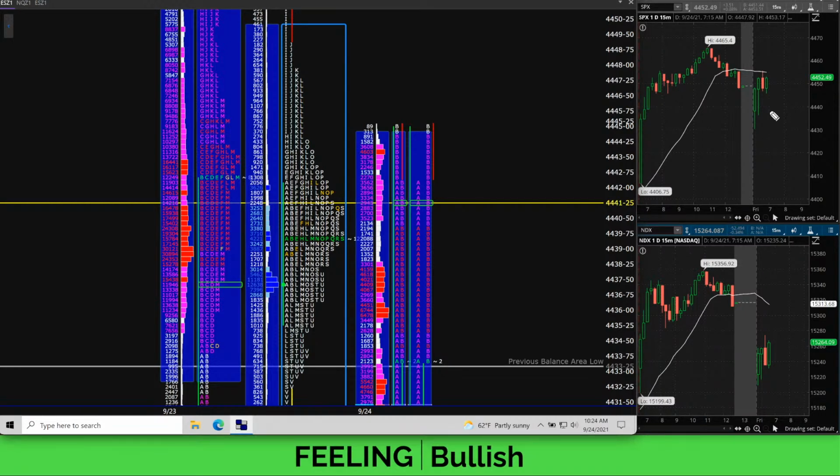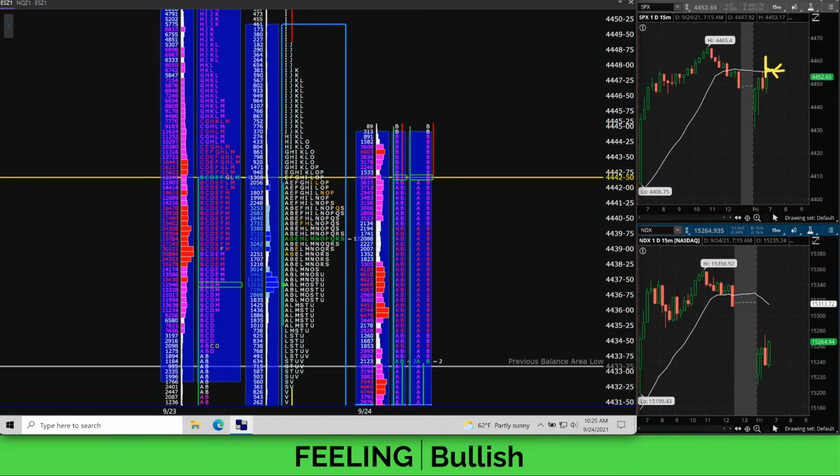All right, so we're about to push back up and test that 20 moving average once again, looking for resistance there. So obviously, as I said before, if they can poke through, that would be bullish because it's likely to be support when they pull back down.